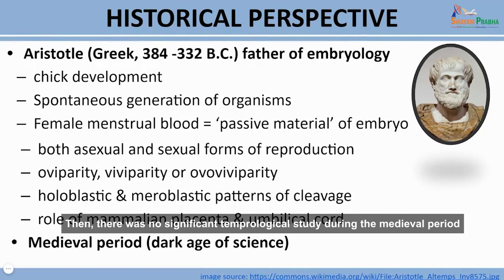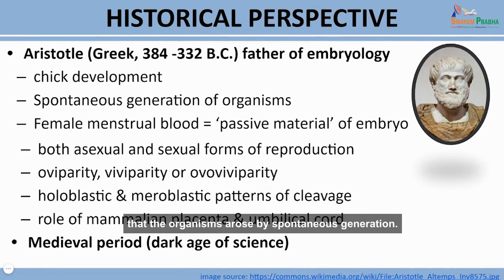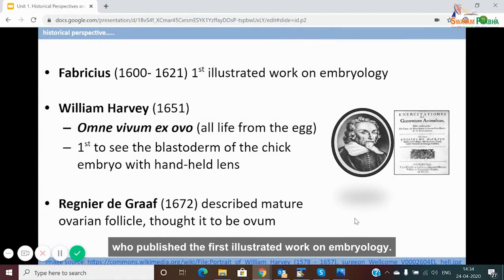Then, there was no significant embryological study during the medieval period, called the Dark Age of Science. During this period, it was simply assumed that organisms arose by spontaneous generation. Embryology was revived by Fabricius, an Italian who published the first illustrated work on embryology.